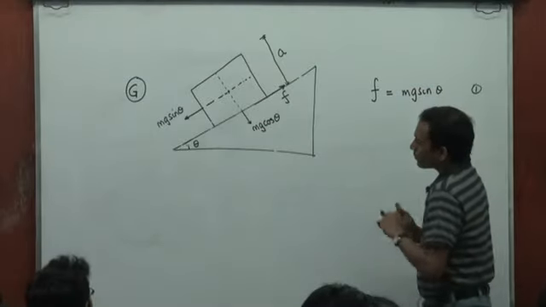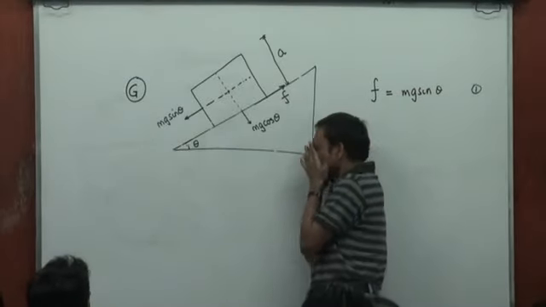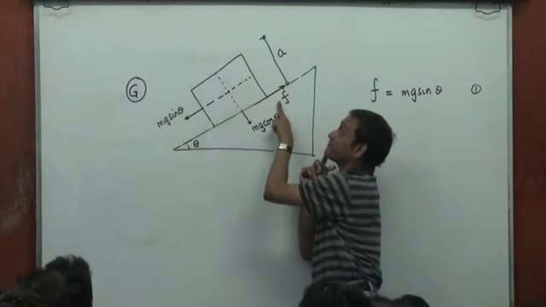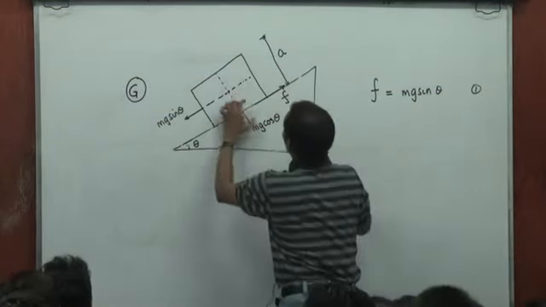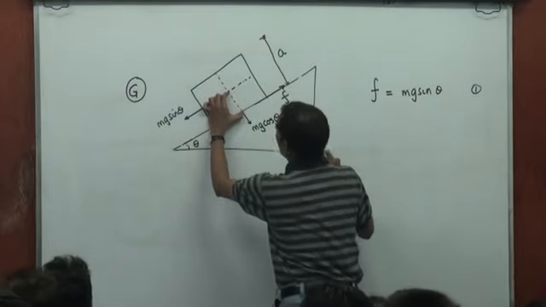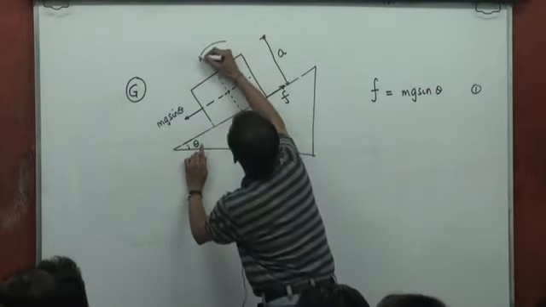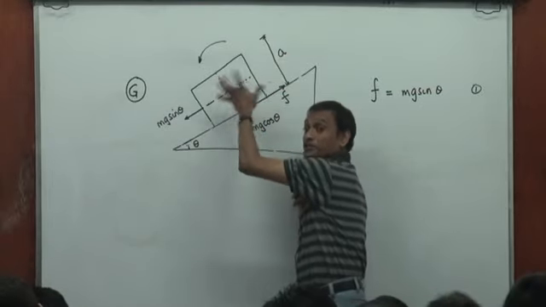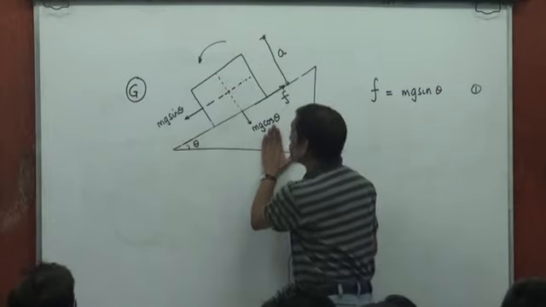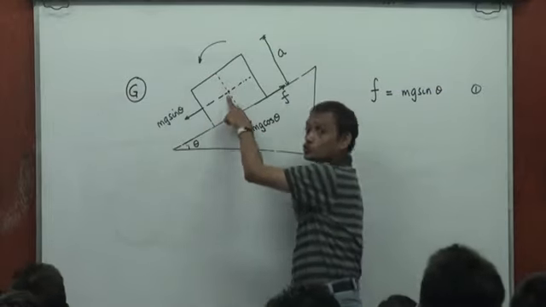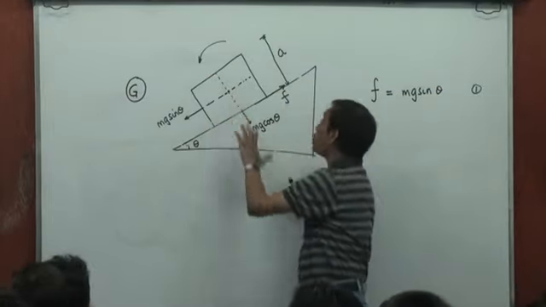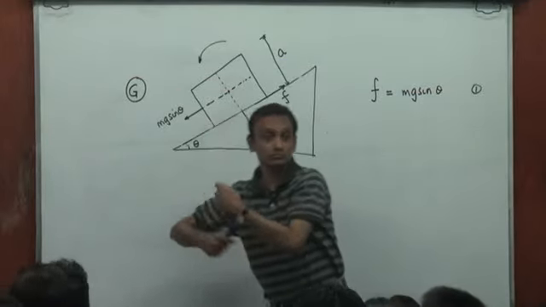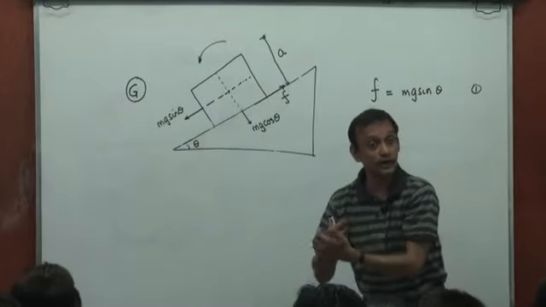Now, realize that this f about the center of the cube will produce a torque f into a by 2 in this sense. Yes or no? Anti-clockwise sense. Now, mg cos theta or mg sin theta produce no torque about this point, right? So, if left to friction alone, it will tumble the cube down. It will topple the cube down, right?